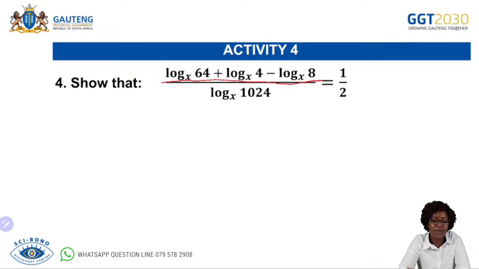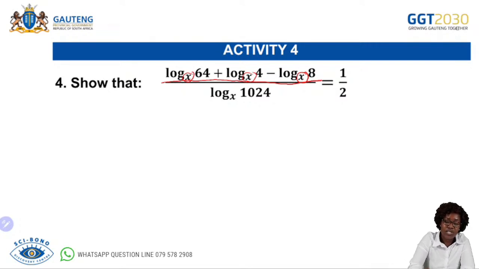Why am I combining them? It is because I notice that all of them have the same base, which is an x. Since all of them have base x, I can apply those laws of logarithms that we have learnt. So the first law says if I'm adding logs with the same base, I am going to combine them simply by multiplying those numbers that you see next to the logs. So it's 64 multiplied by 4. This is to base x.